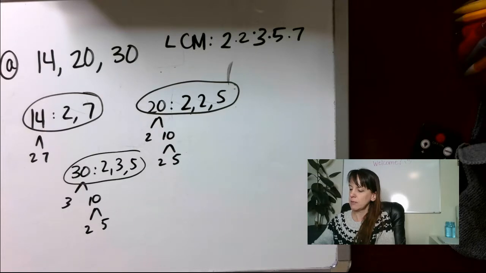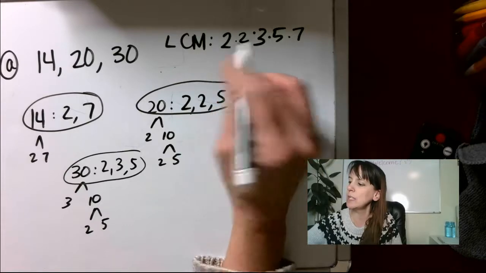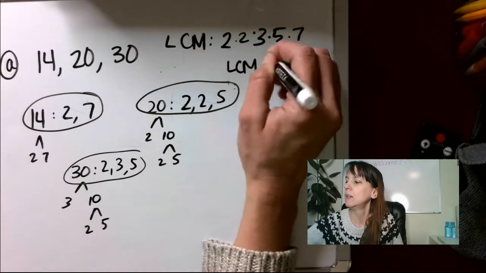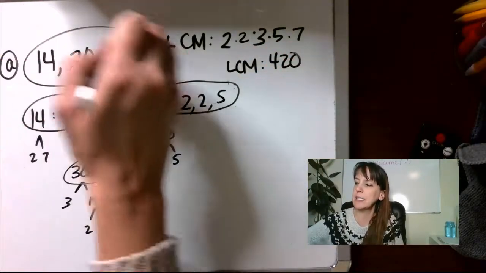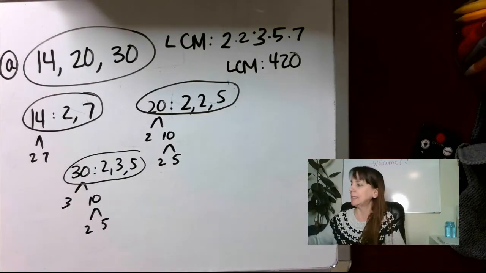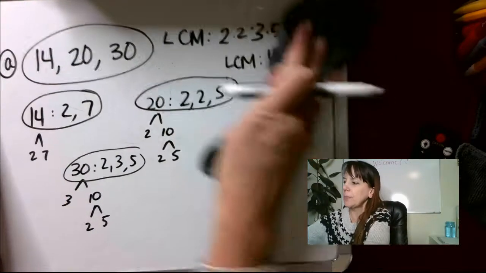4 times 3 times 5 times 7 gives me 420. So your least common multiple with these things is 420. All right, let's take a look at B.